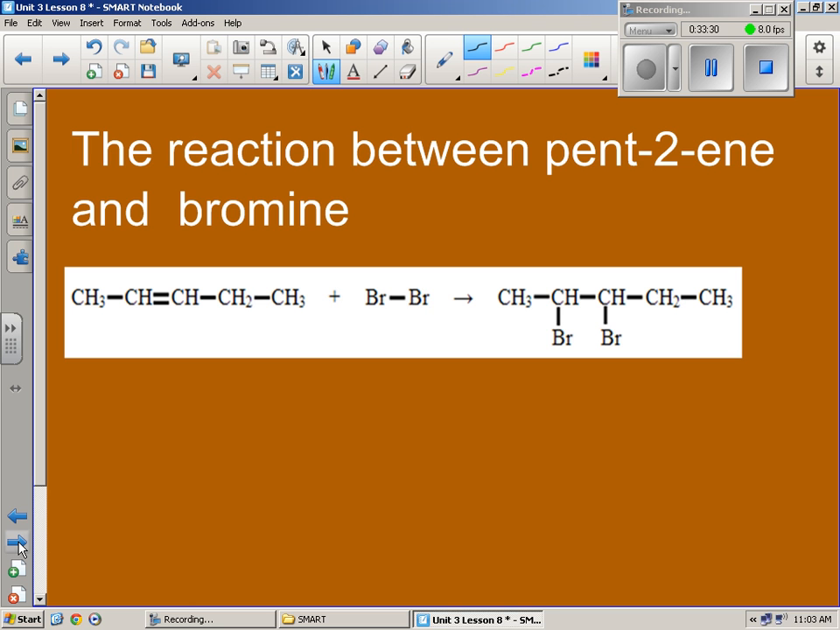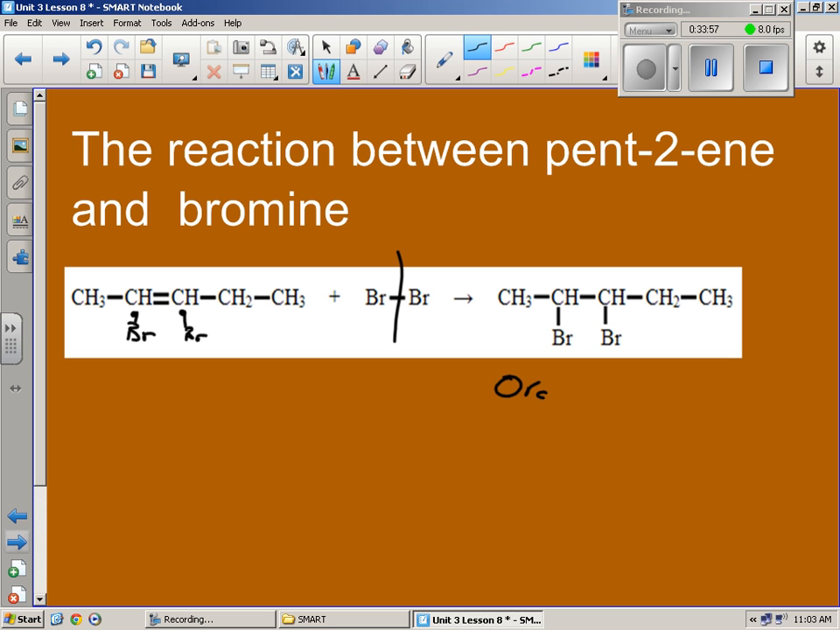The reaction between pent-2-ene and bromine. Here's a double bond right here, right? So this double bond is going to break. You're going to get 1 here and 1 here, and the bromine will add on here, and the Br will add on here, and you will get that diagram over there. In this case, of course, the orange color is going to quickly disappear because you're breaking the Br to Br bond. You're breaking this, okay?